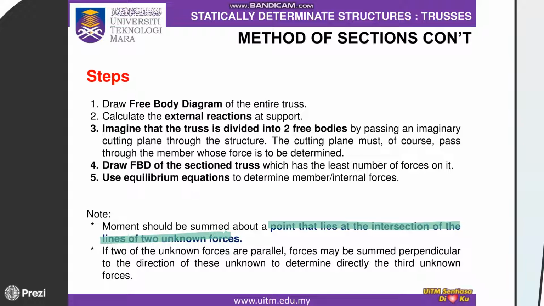There are a few steps to solve the methods of section. First, you have to draw the free body diagram. Then you have to find the reactions. And you have to divide the members into 2 free bodies. Lastly, you have to use the equilibrium equations. Note here, you have to highlight that when you take a moment, you have to sum up about a point that lies at the intersection. This I will explain in the example.